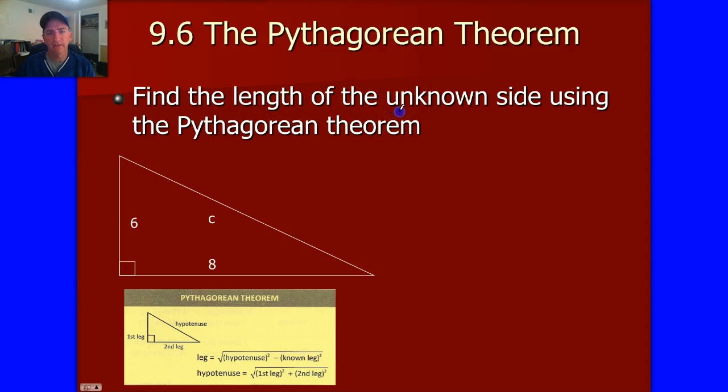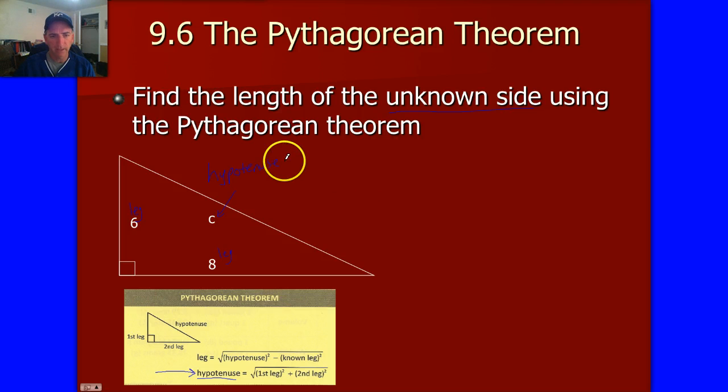This says find the length of the unknown side here. And the unknown side is C. Now C is the hypotenuse, so you're trying to find that. So 6 is a leg and 8 is a leg. And honestly, it doesn't matter which leg is the first or second leg. So what we're going to do is find the hypotenuse using this formula right here. This says the hypotenuse is equal to the square root of the first leg squared plus the second leg squared. That's really pretty simple.